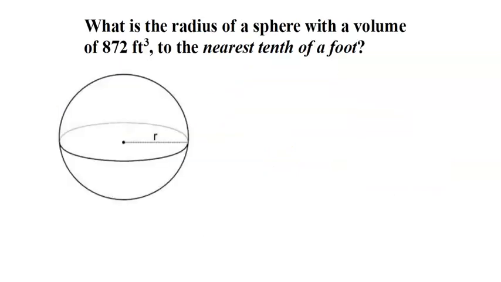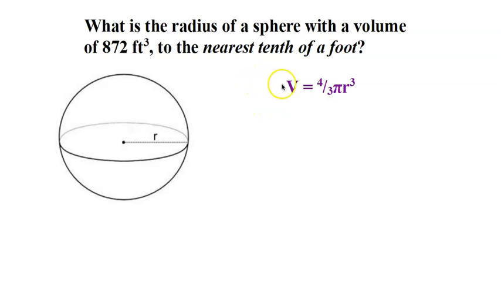All right. So here's something a little bit different. What is the radius of a sphere if we have a volume of 872 cubic feet to the nearest tenth of a foot? All right. So this time it's telling us the volume and saying, what's the radius? All right, that's not too bad. Okay, we've got volume, so we've got a formula with volume. So let's start with our formula for volume. There it is. Volume is 4/3 pi r cubed.